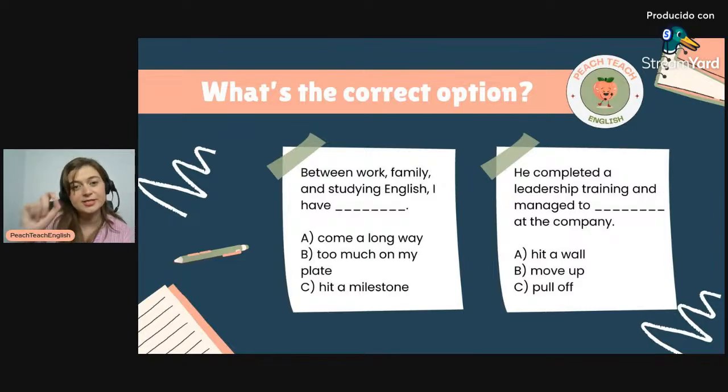Okay, this one's going to be B, move up, right? So he took this leadership training, he developed his skill, okay? And now he's going to move up. He's going to get a higher job, maybe a leadership position at the company, okay? And so let me know, guys, in the comments, did you get all 10 of them correct? How many did you get correct?